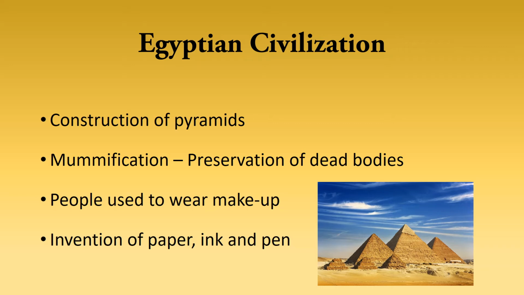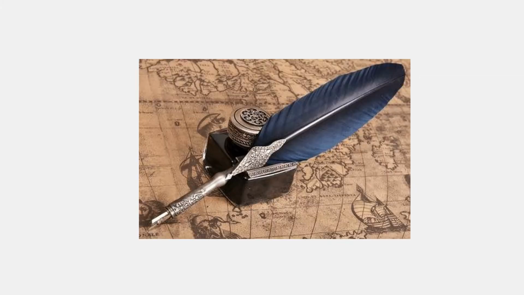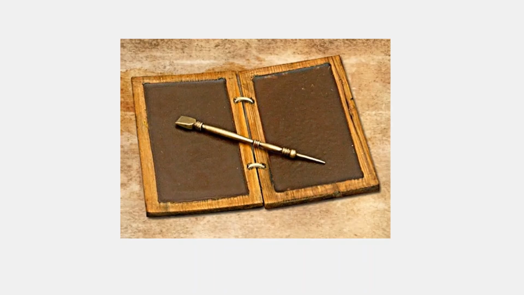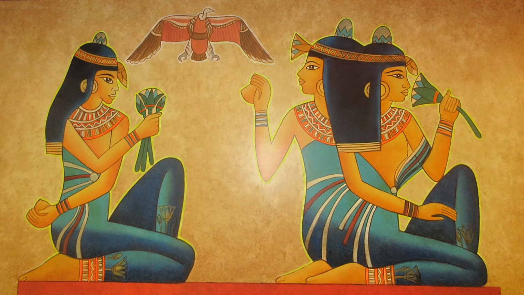When we come to the Egyptian civilization, we know that they are famous for the construction of pyramids and mummification. But do you know, it is they who invented paper, ink and pen? Yes, it is the Egyptian civilians who introduced such stuff to the world. Moreover, they used to wear makeup as well.